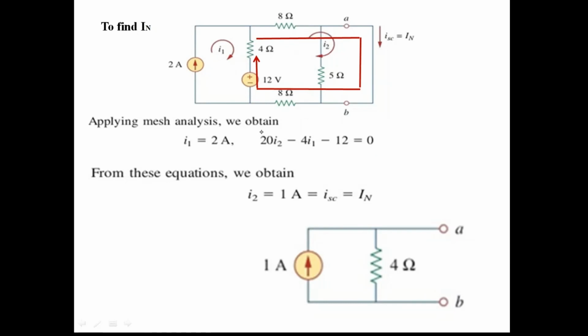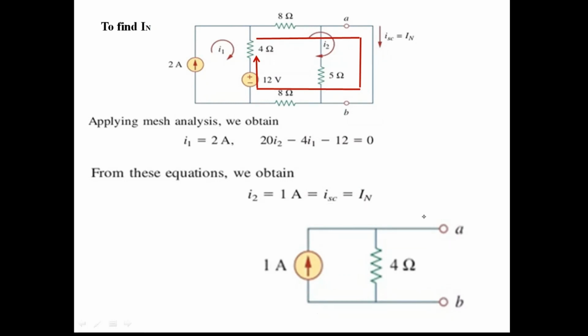So applying mesh analysis, suppose we apply KVL. In this mesh we assume the current I1, but since this mesh has a current source, the current is the same as the current source current, so I1 is equal to 2 amperes. Whereas in this mesh, if you take the mesh analysis, what you will get is 20 I2 minus 4 I1 minus 12, right? So like this you will get the KVL equation for loop 2. Since I1 is equal to 2, you substitute that I1 here, then solve for I2, and you will get I2 is equal to 1 ampere, and I2 is the current in this one. We want the current in the short circuit terminal, which is the same as that. Therefore, I2 is equal to ISC is equal to IN is equal to 1 ampere.